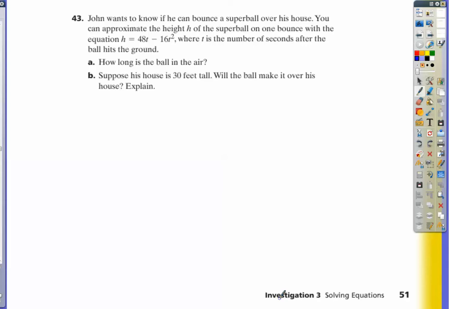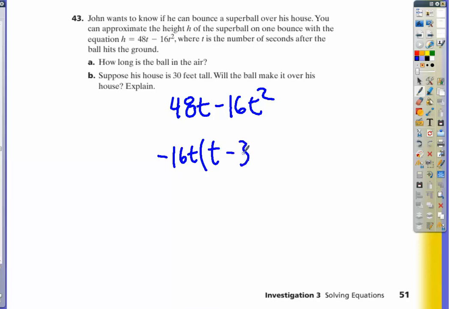So obviously A is asking how long it will be in the air. We need that so that we can find the maximum. So to find the maximum, I first need the x-intercepts. How long was it in the air? So to factor this, we have 48t minus 16t squared. What goes in both of them? Well, 16 does. 16t. So I'm going to factor out negative 16t, so I get t minus 3.